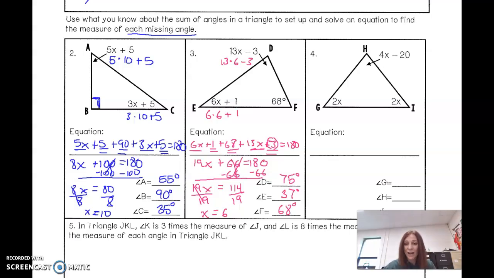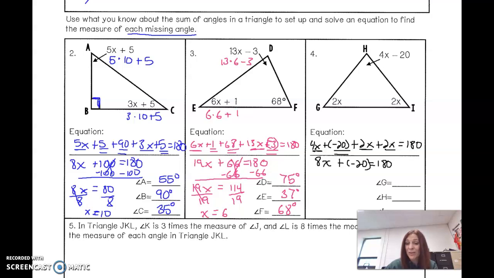Okay? All right. Let's look at this one now. Guess what? All three angles equal 180 when you add them together, right? So I'm going to go 4x, instead of saying minus 20, I'm going to say plus negative 20, plus 2x, plus 2x equals 180 degrees. 4x's plus 2x's is 6x's, plus another 2x's is 8x's. And then I only have that negative 20 there.